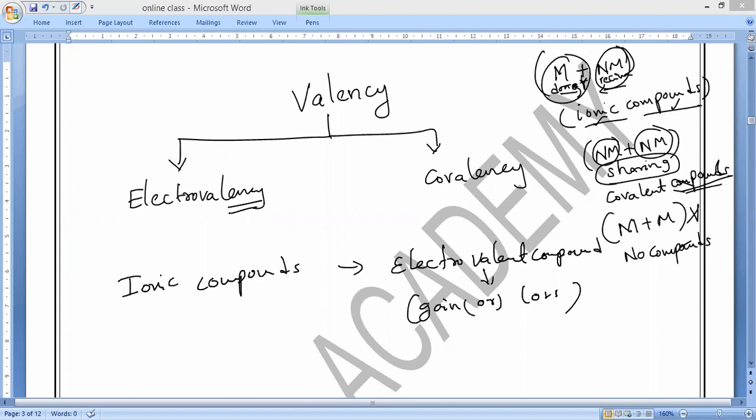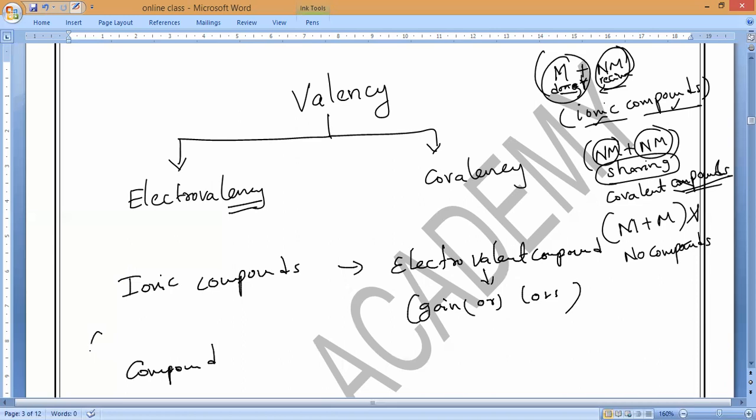Covalent compounds. If you are really remembering, you should be able to answer. Covalent compounds we can also call molecular compounds. A valency is called covalency. So which compounds? Covalent compounds, we can also say molecular compounds.